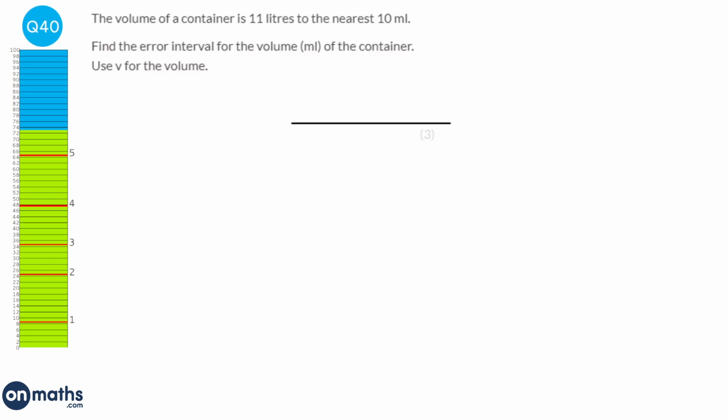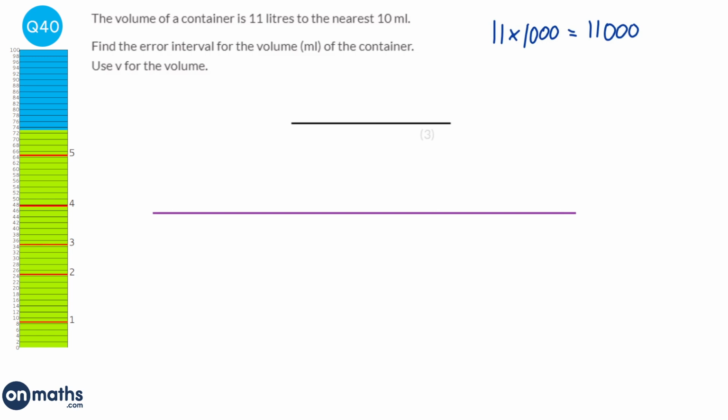So we're going to first of all convert the 11 litres into millilitres. So we're going to do 11 times 1,000, which would be 11,000. Okay, so we're going to just draw a line, like a number line, and we're going to have the 11,000 in the middle.